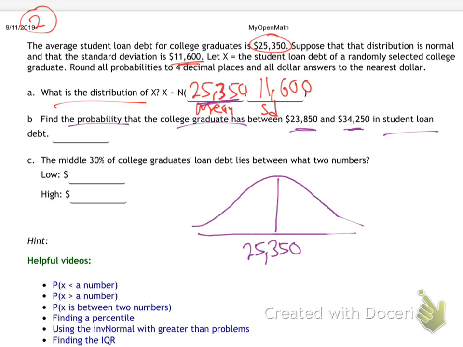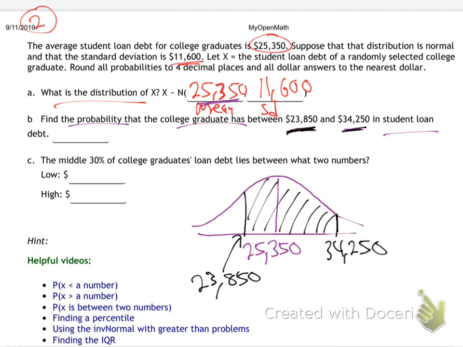Then put what they're asking on there. Between 23,850 and 34,250. Where's the 23,850? Is it left or right of the middle? The middle's 25, so 23 is a little bit left, it's probably not that far, but I couldn't squeeze it in any other way. And 34 is certainly right, more than 25. So they're saying find the area in between 23,850 and 34,250. That's a picture, and I think it'll help you know what to do.